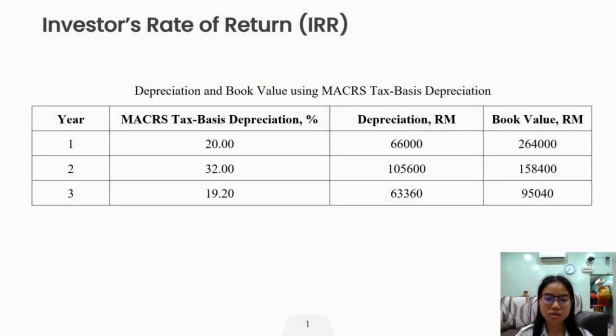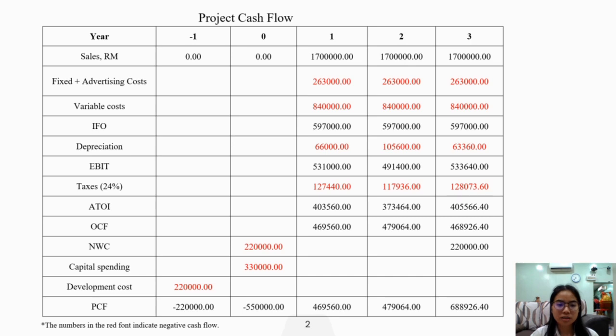To calculate the investors' rate of return (IRR), we need to calculate the depreciation and book value using MACRS tax basis depreciation for 5 years. So years 1, 2, and 3 are 20%, 32%, and 19.2%. Then we will calculate the depreciation and book value. So these are the values for the depreciation and book value. Next, project cash flow. We start with year -1 because the development time is 1 year. So years -1, 0, 1, 2, and 3, and these are the values.